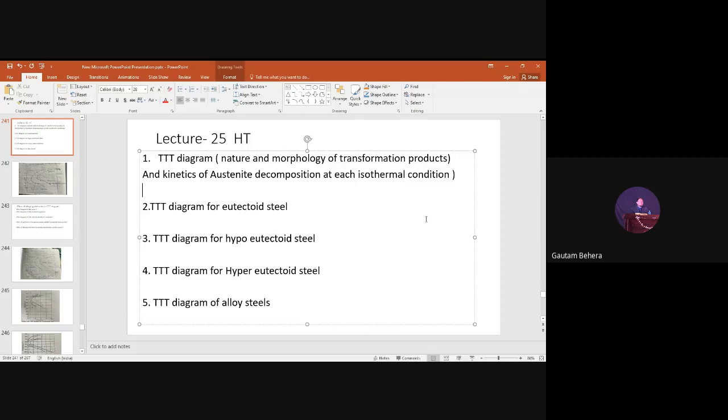But in the TTT diagram, we are able to see both things. We can see the equilibrium phases. We can see non-equilibrium phases.